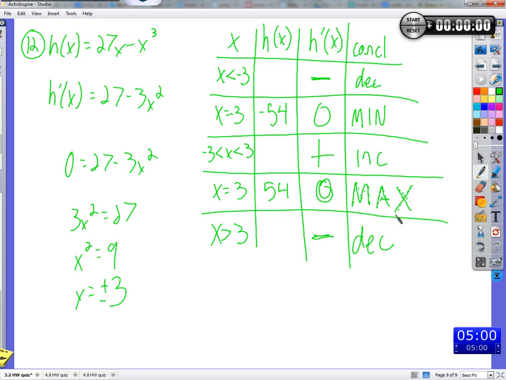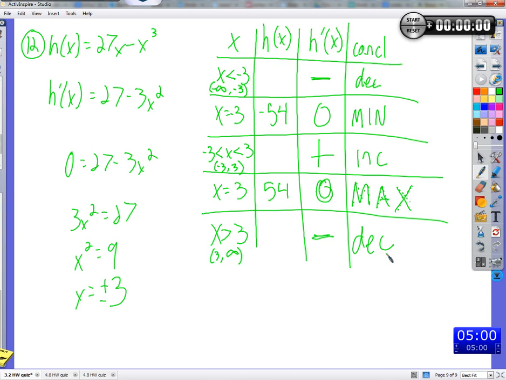Okay. So thanks for trusting me there. The only thing they're actually asking for is these things. It's decreasing on this interval. Really, if we wanted to say interval, we would have to say from negative infinity to negative 3. That's actual interval notation. And then from negative 3 to 3 on that interval, it's increasing. And from 3 to positive infinity, it's decreasing again. That's what they're actually asking for in that question. But we're getting so much information now.